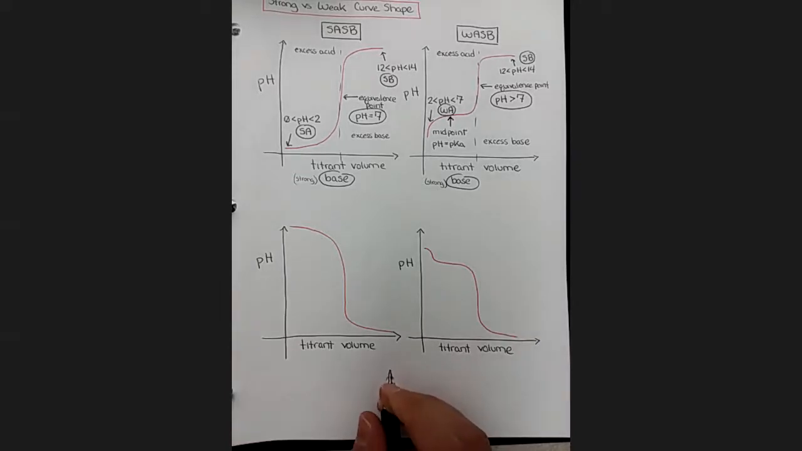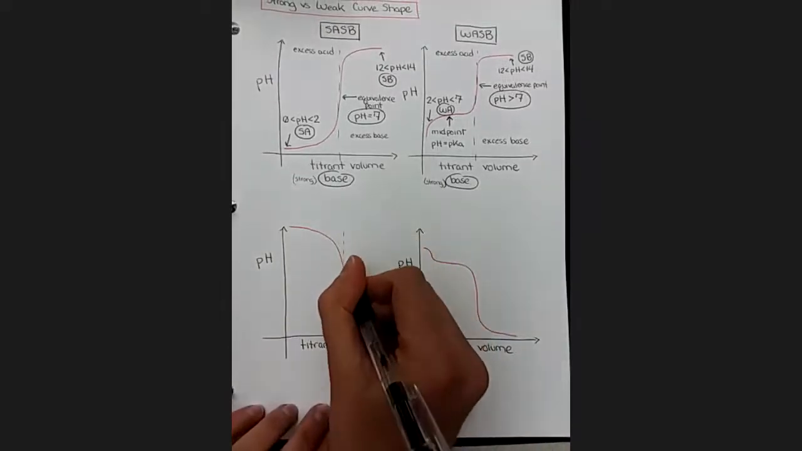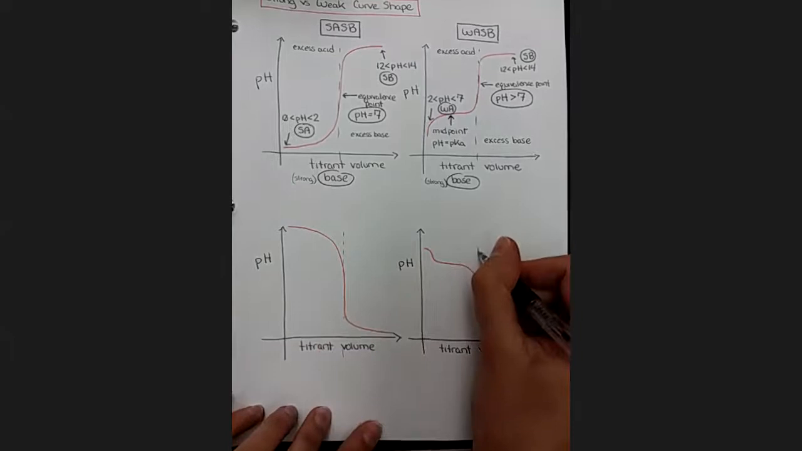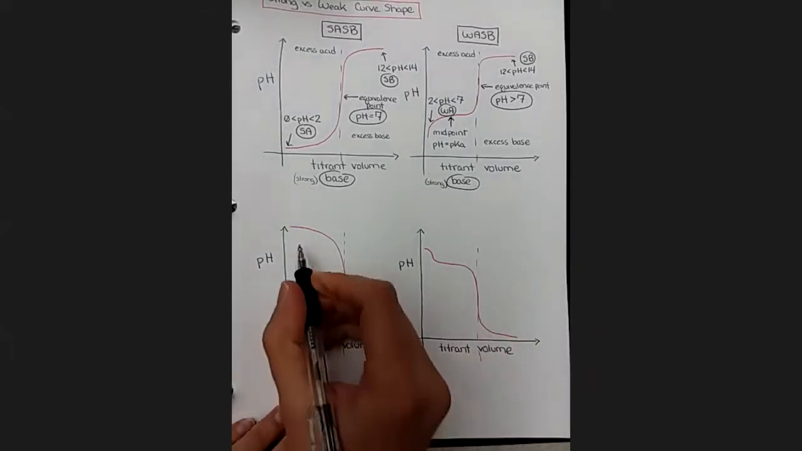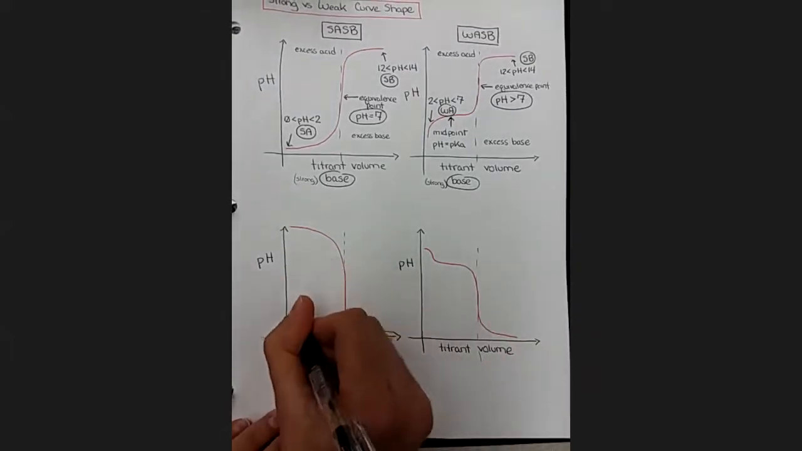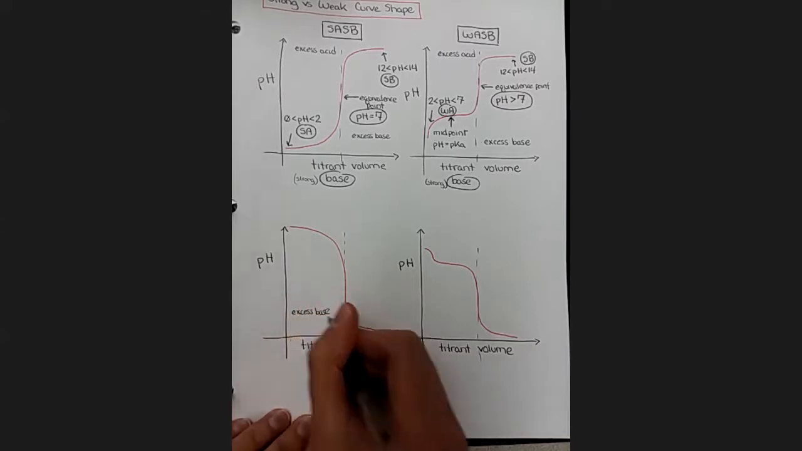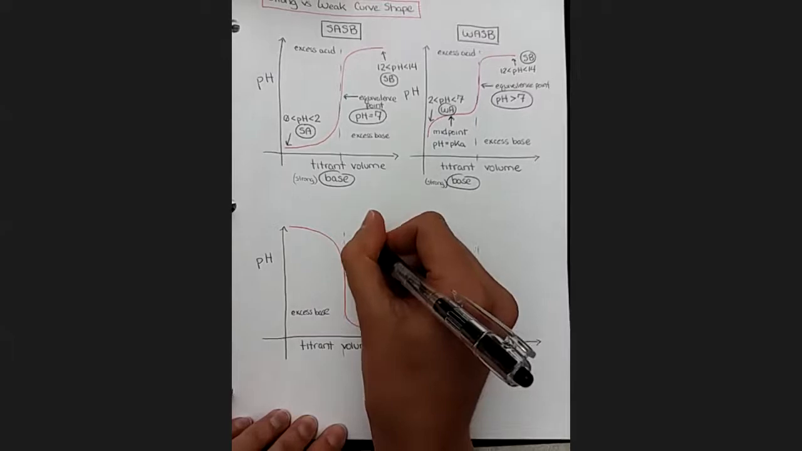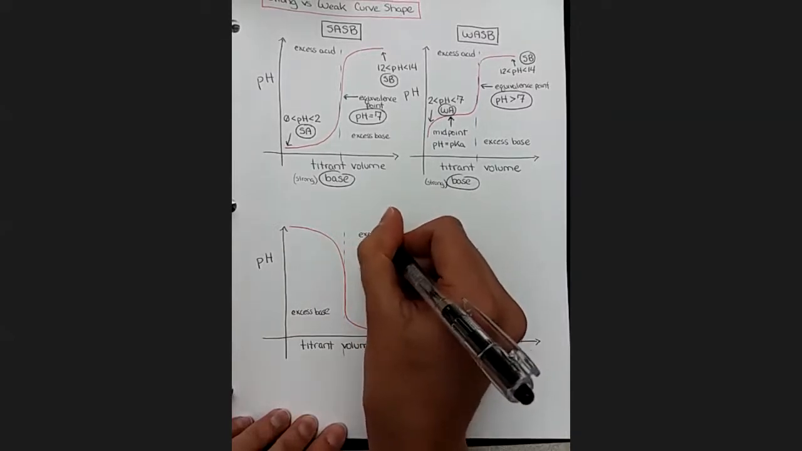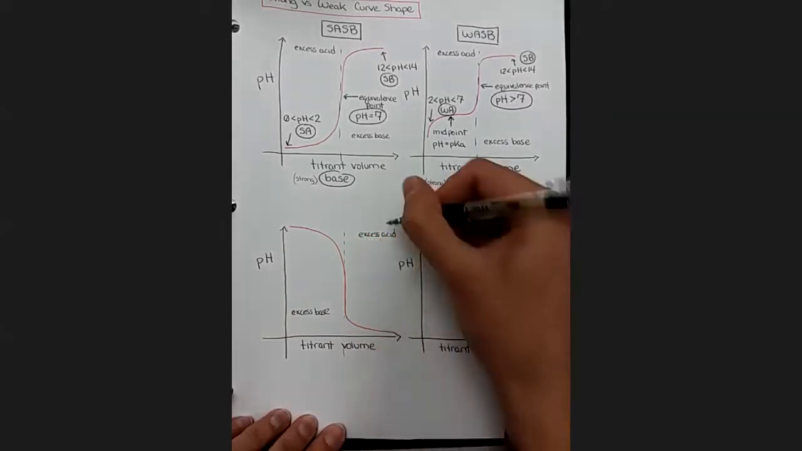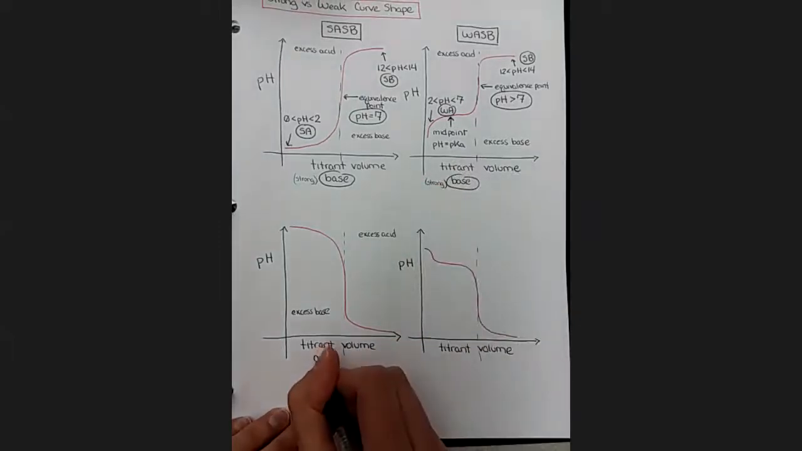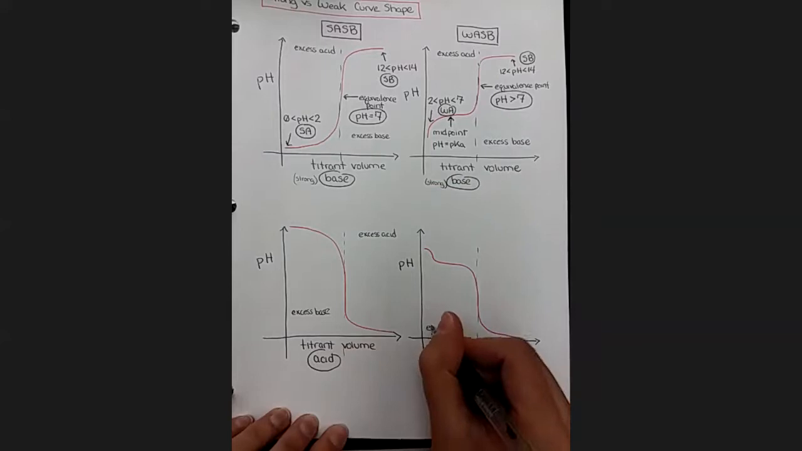Okay, so looking at this, I can separate the left half from the right half. I can see that the left half has a high pH, so that's going to be my excess base side. And the right half has a low pH, that's going to be my excess acid side. So if I have excess acid on the right, that means my titrant is going to be an acid. And it'll be the same over here.